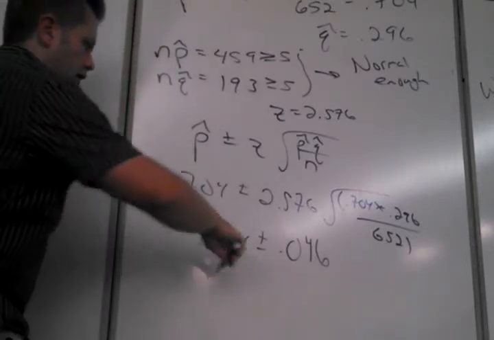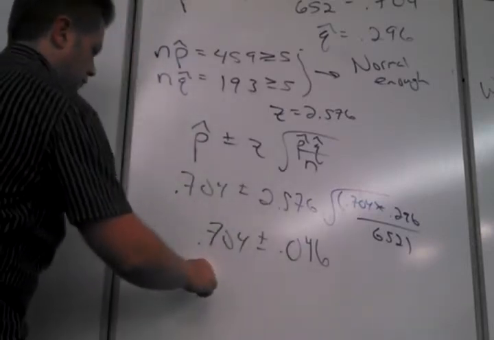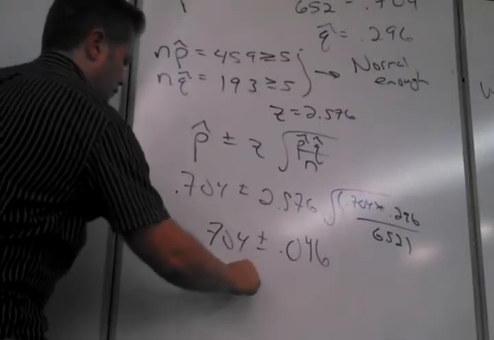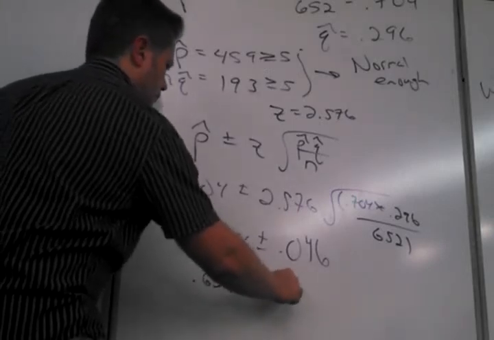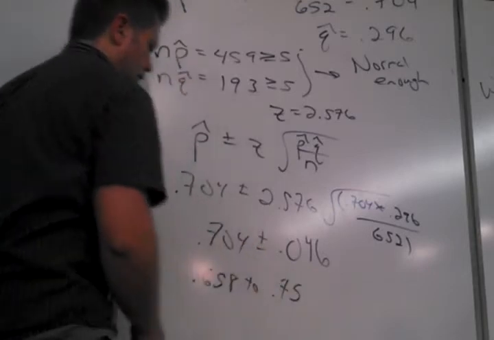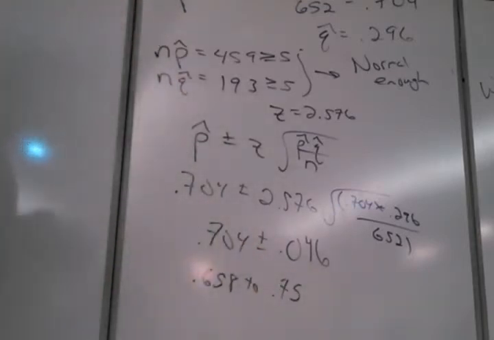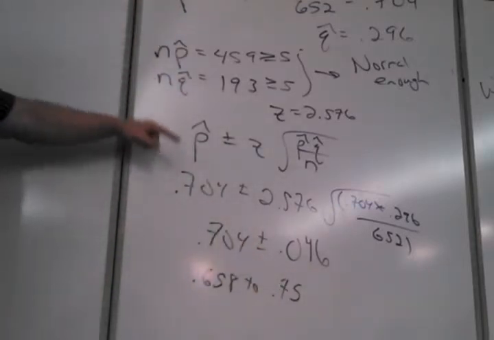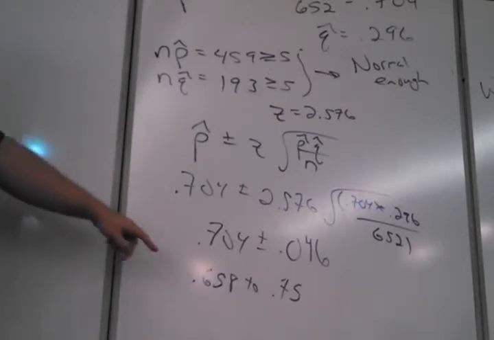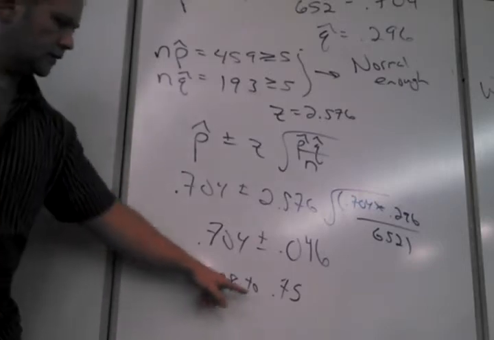So what do you get here? If you subtract it, 658.75, yeah, good. So we are 99% confident that the true percentage of people that voted is roughly 66 to 75%.